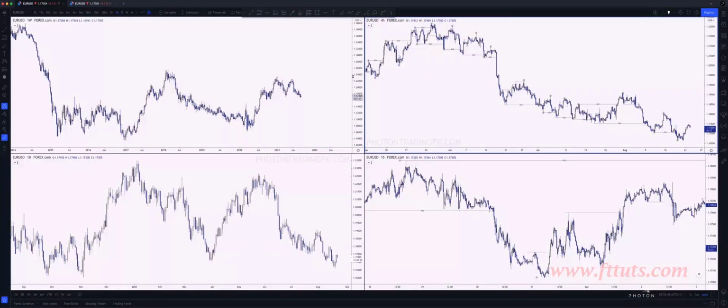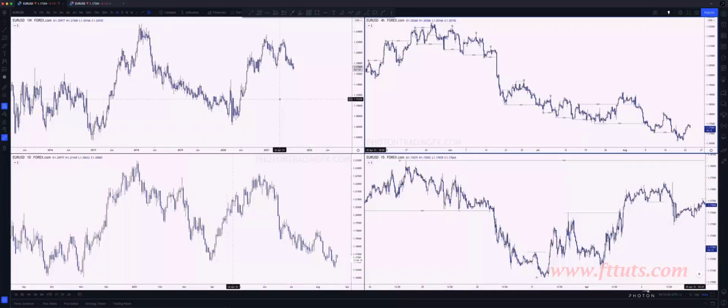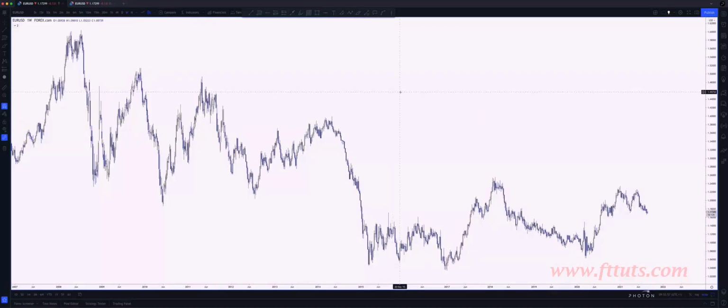But anyway, let's start to dive through this. As always, we're going to take a top down approach. We're going to start from the top and then slowly work our way down through the time frames to increase that timing and accuracy. So, hopping on the weekly chart.